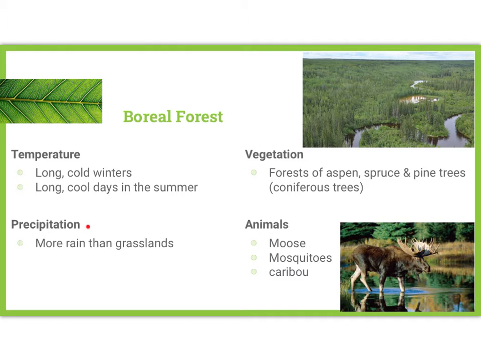The precipitation means how much water has fallen, whether that is rain or snow. They get more precipitation than the grasslands, so in comparison, they get more. Vegetation, what grows there? In the boreal forest, we find forests of aspen, spruce, and pine trees. So really what those are coniferous trees, ones with needles. Animals found there would be moose, lots of mosquitoes, and caribou.